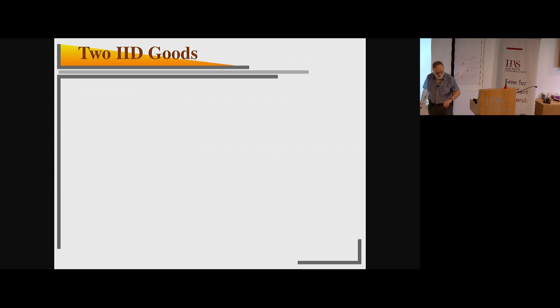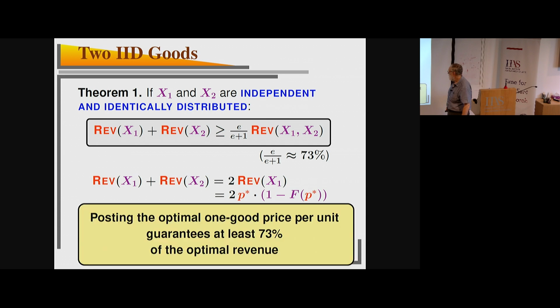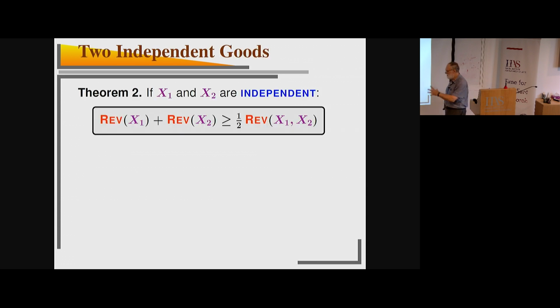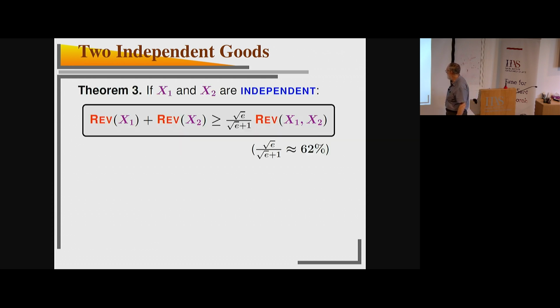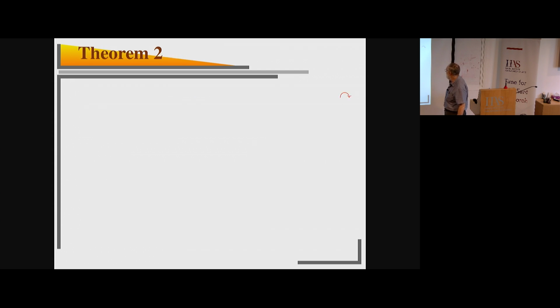Okay, so two IID goods, we have 73%, okay? Two independent but not identically distributed, I showed you the proof of a half, but the actual result, the better result is 62 or 73%, okay? And now let's see, I can jump over the proof. You see? It works.